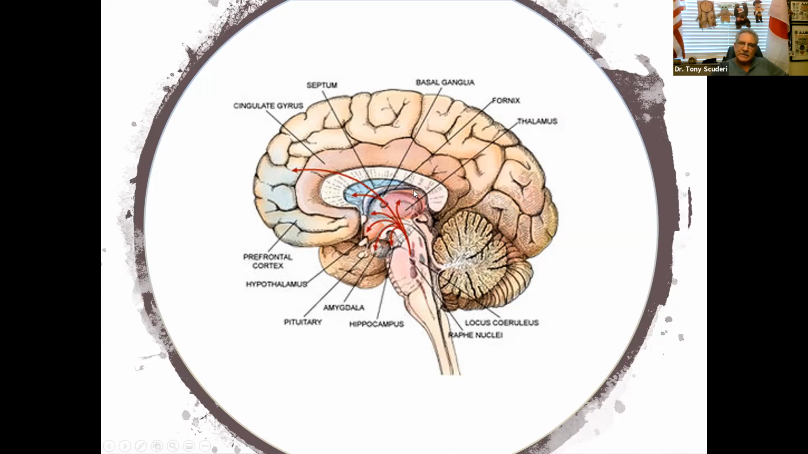And then you have the fornix right behind it. You have the area here in this pink. This is called the thalamus. And this area right over here, underneath it, is called the hypothalamus. And then you have the area right below the hypothalamus, which is called the hippocampus. This deals with thoughts, memories, long-term memory. Then we have the amygdala right underneath here.